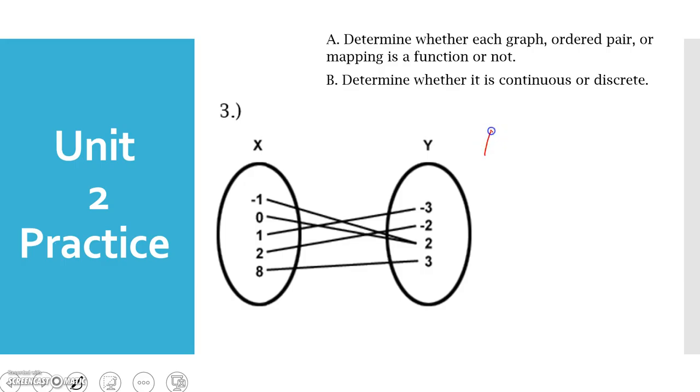So the first thing we want to do is see if this is a function or not. When we're determining if this is a function or not, we want to look at the x values. So let's look over here at the x values. Are there any x values that go to more than one y value? So we're looking at those lines that are coming off of the x values. None of them have more than one line going off of each of them, so we know that yes, this is a function.